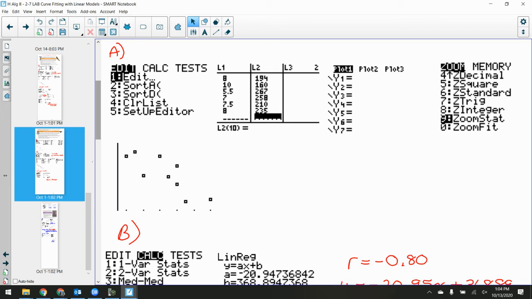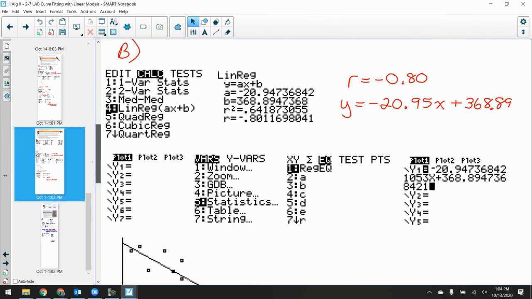Oh, that's a bummer. There's part A, the scatter plot. Again, it's showing you step-by-step directions on how to do it, but you get the idea. There's the scatter plot. And here's part B. Make sure you have the correct equation and the correct R value. If you don't have the correct equation and the correct R value, you probably plugged something in wrong.